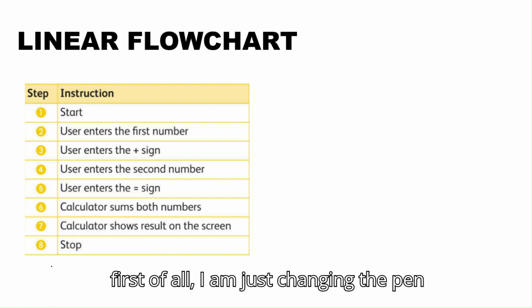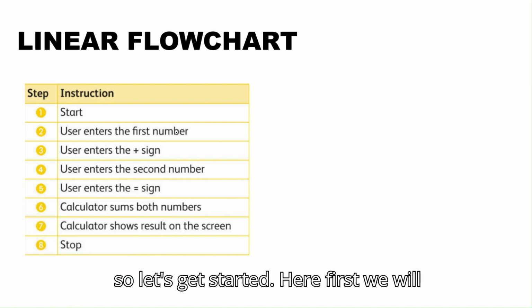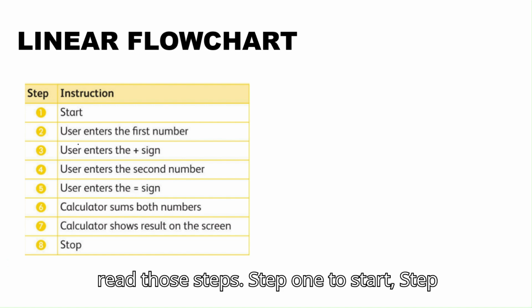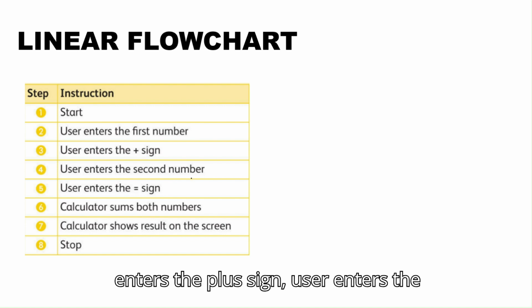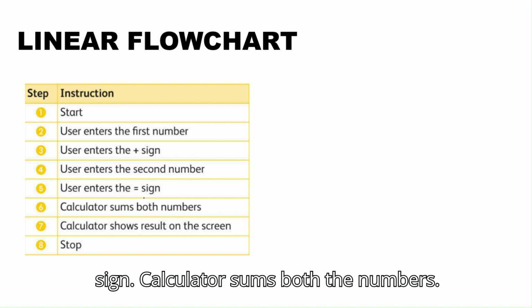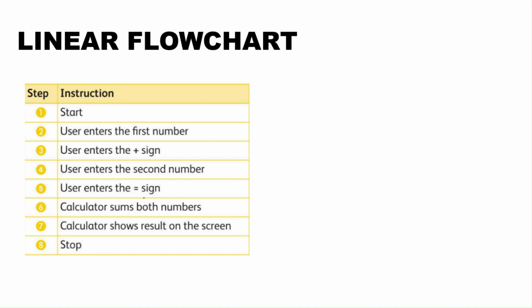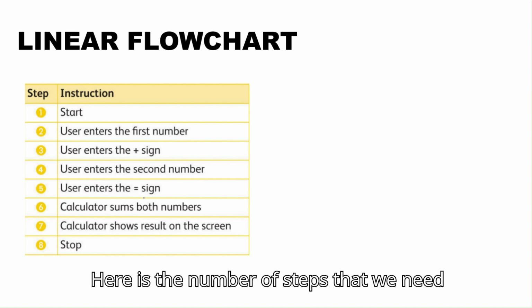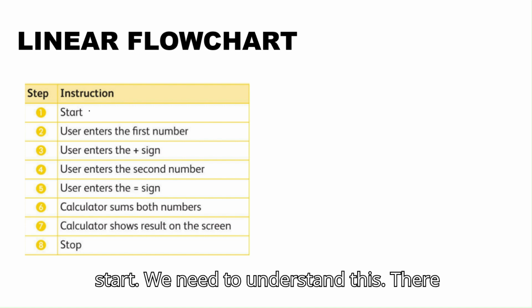So first of all, I'm just changing the pen color to make you understand better. Okay, so let's get started. Here, first we'll read those steps. Step 1, start. Step 2, user enters the first number. Then user enters the plus sign, user enters the second number, user enters the equals to sign. Calculator sums both the numbers, calculator shows result on the screen, and stop. Here is the number of steps that we need to follow. Okay, so first we need to understand this.